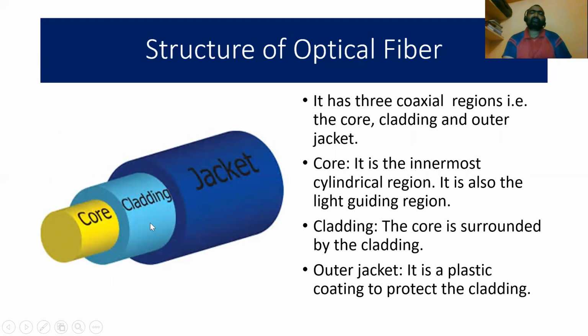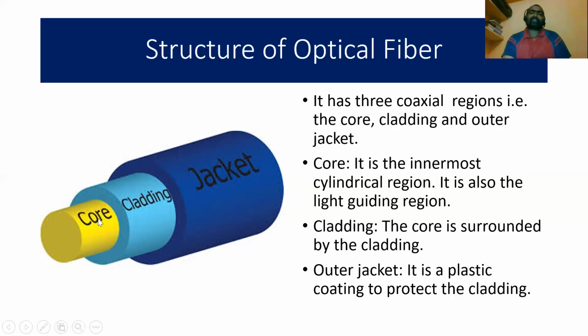Let us see the structure of optical fiber. It has three coaxial regions, that is core, cladding and buffer jacket or outer jacket. Let us discuss one by one. First one is core. It is the innermost cylindrical region. This yellow one is called the core. It is also the light guiding region. Out of core and cladding, core has more refractive index, which means it is a denser medium. Actually, light is passed through this core medium only.